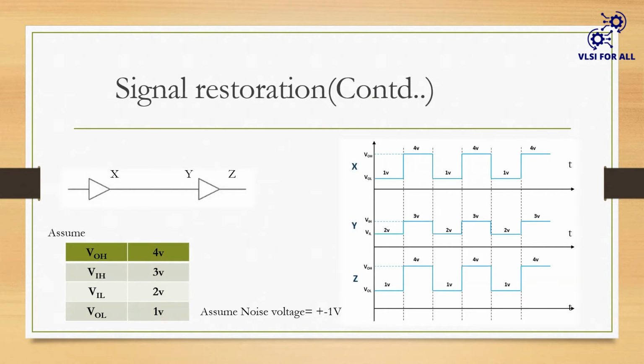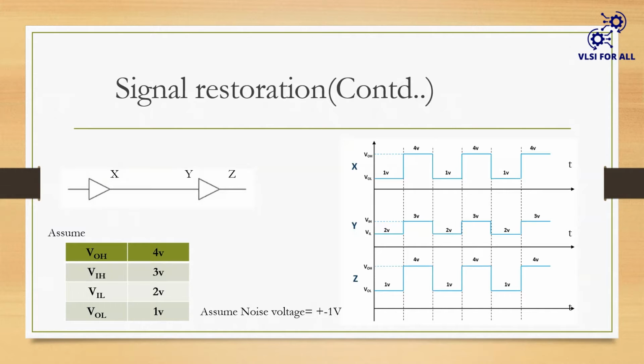See team, here there are two buffers, one driver element and one driven element, where the driver element output is X, the driven element input is Y, and the driven element output is Z. X, Y, Z. Now let's assume VOH is 4 volts, VIH is 3 volts, VIL is 2 volts, and VOL is 1 volt. Of course, let's assume noise margin is plus or minus 1 volt. Means the noise voltage is maximum plus 1 volt or minimum minus 1 volt.